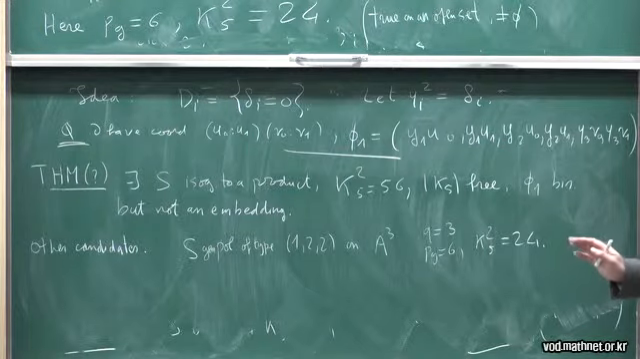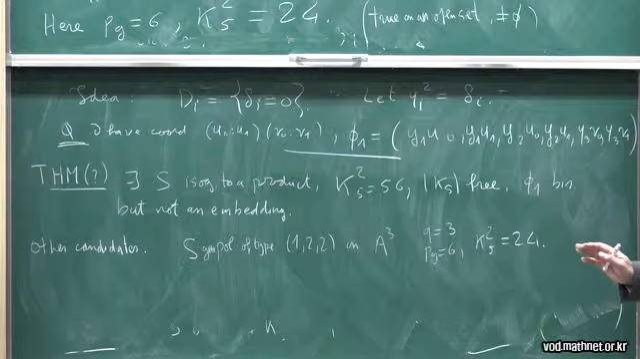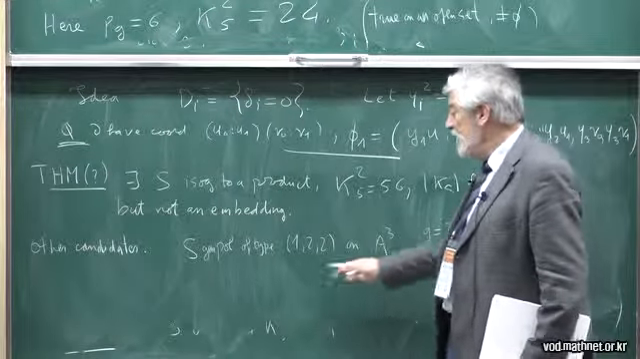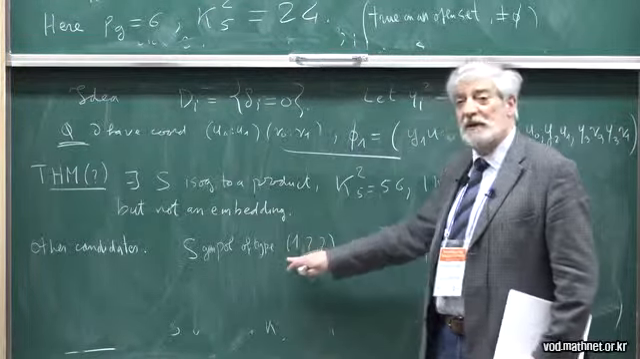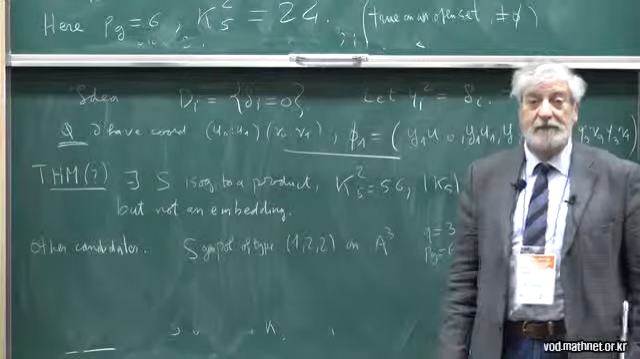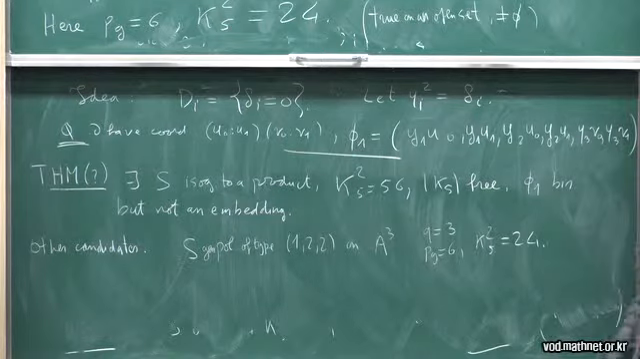Excuse me? A3 is an abelian variety. Thank you, Miles. Thank you very much. This is an abelian variety of dimension 3 with a polarization of type (1,2,2). Yeah, thank you very much for the question.